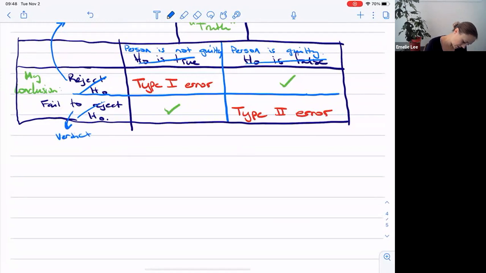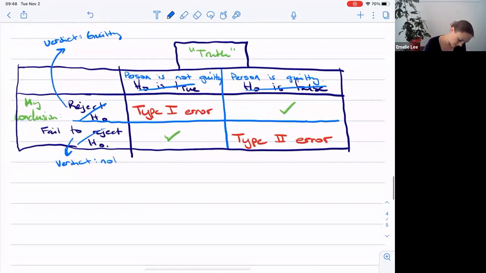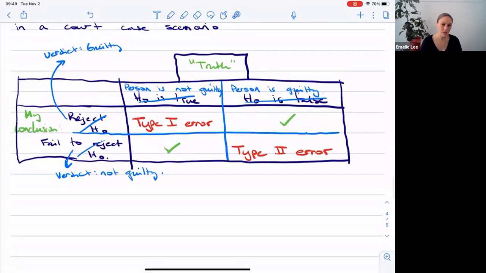If I fail to reject H naught, this would be a verdict of not guilty. So in terms of not guilty, guilty, a type 1 error is when we send someone to jail even if they're not guilty, right? We give them a guilty verdict when they're actually innocent. So sending an innocent person to jail, you can see how you would want to reduce that type 1 error depending on the scenario, right?